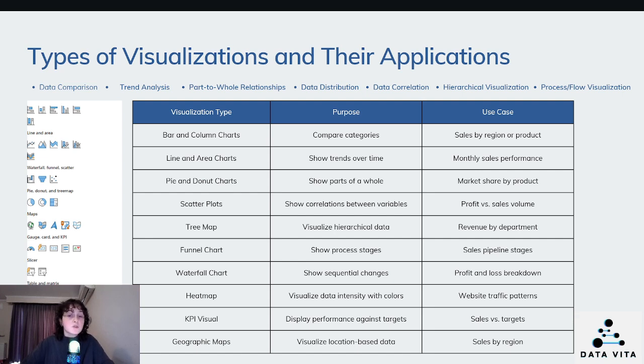Funnel charts are used to represent data stages such as a sales pipeline. For example, visualizing the conversion process from leads to closed deals. Waterfall charts are very helpful for showing cumulative changes, for example, breaking down the components of profit from revenue to net income. Heatmaps are excellent for visualizing data density or intensity, for example, identifying customer engagement patterns by day and time.